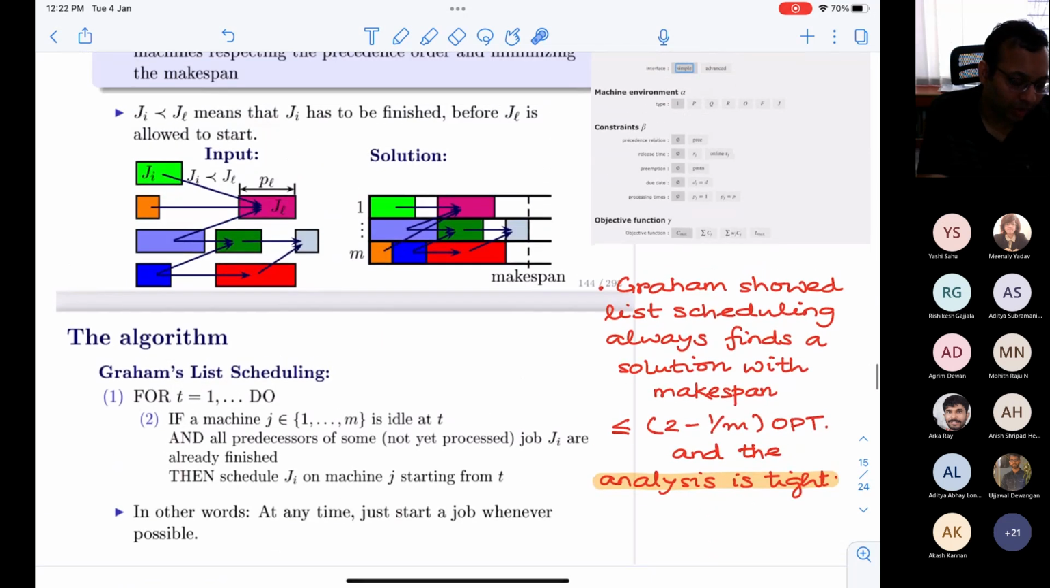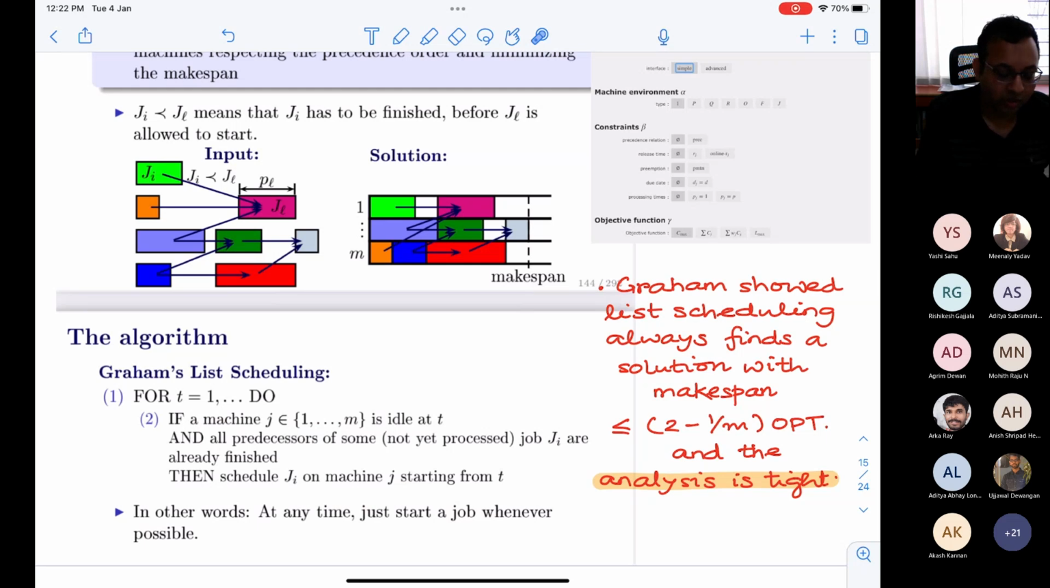So for time period t equal to 1 to continue, if there is some idle machine which is available and all the predecessors are already finished, then you schedule the job. So basically, this is the bottom line: at any time just start a job whenever it's possible. This simple algorithm is short. It is actually giving you a 2 minus 1 by m approximation.